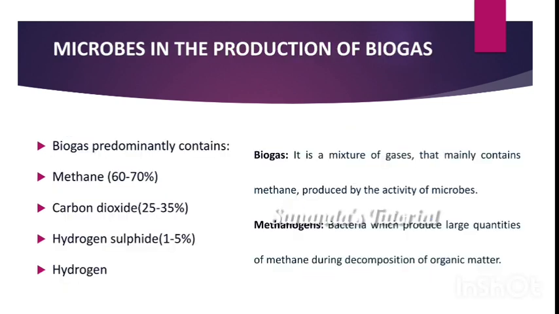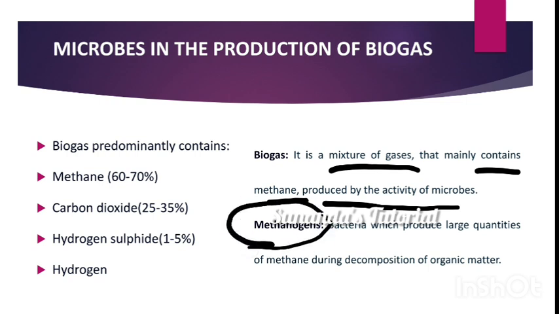Okay. Next. Some microbes can be used to produce biogas. What is biogas? It is a mixture of gases that mainly contains methane, produced by the activity of microbes, more commonly called methanogens. Methanogens can produce methane, and biogas mainly contains methane. Methane, carbon dioxide, hydrogen sulfide and hydrogen are the components of biogas. Microbes are mainly used to produce biogas.